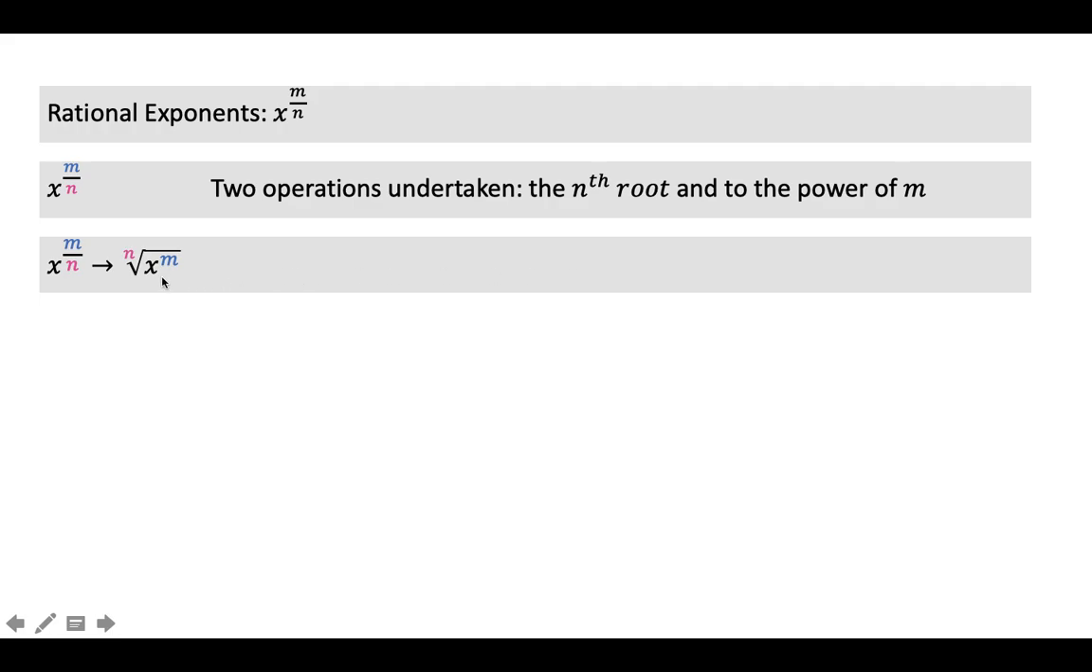So what we could do here is, let me just briefly talk about path number 1. And please don't take path number 1. It's much, much more difficult. So our base is x, and we could raise x to the power of m and then take the nth root. This ends up being problematic.